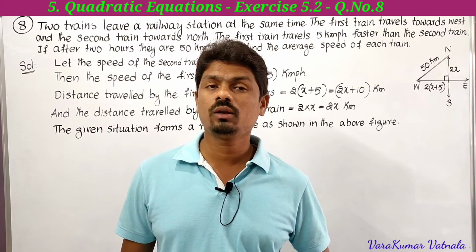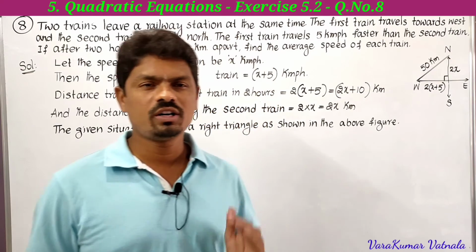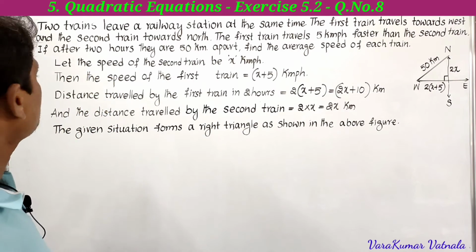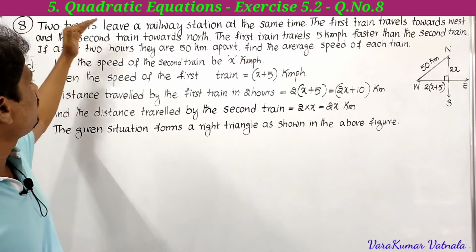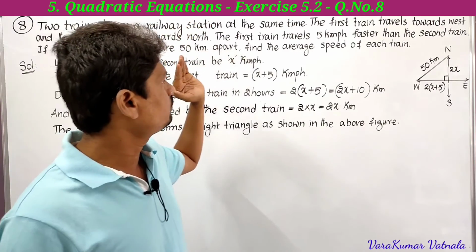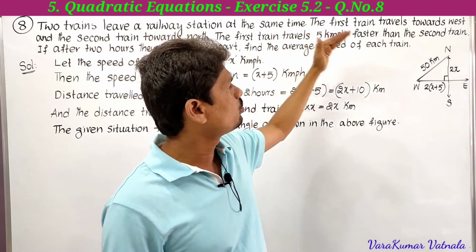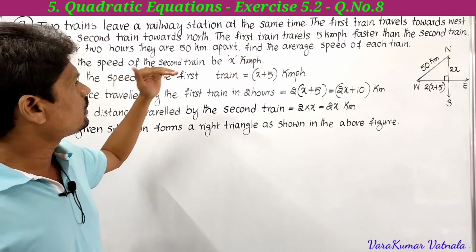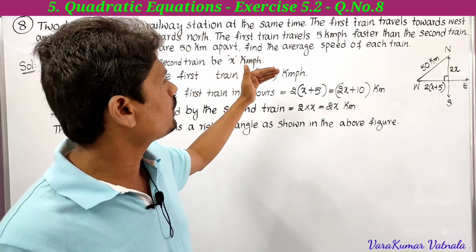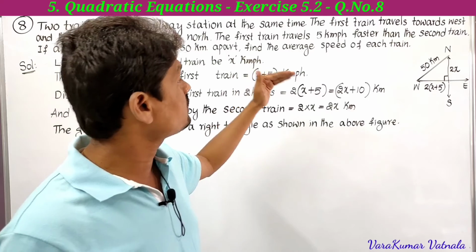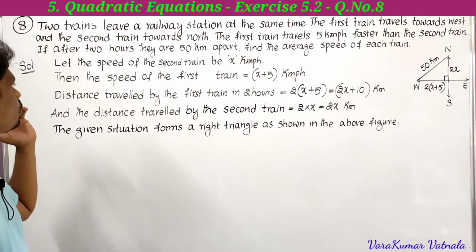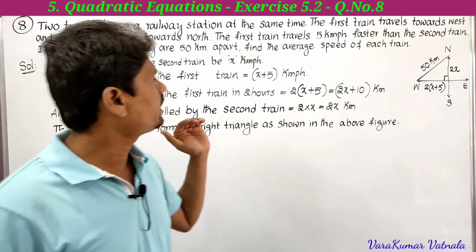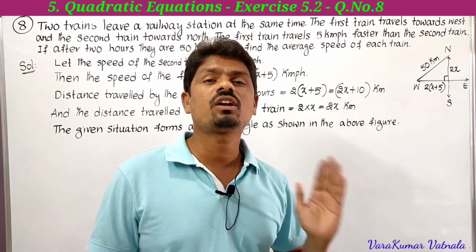Today we are going to solve a problem from 5th chapter, quadratic equations, exercise 5.2, 8th problem. See here what he has given. Two trains leave a railway station at the same time. The first train travels towards west and the second train towards north. The first train travels 5 km per hour faster than the second train. If after 2 hours they are 50 km apart, find the average speed of each train.